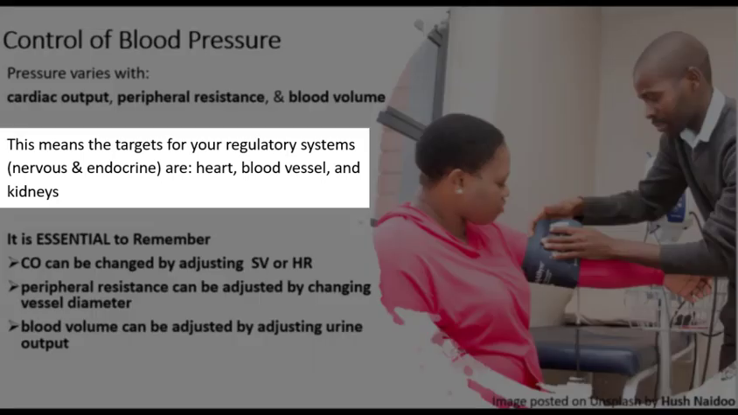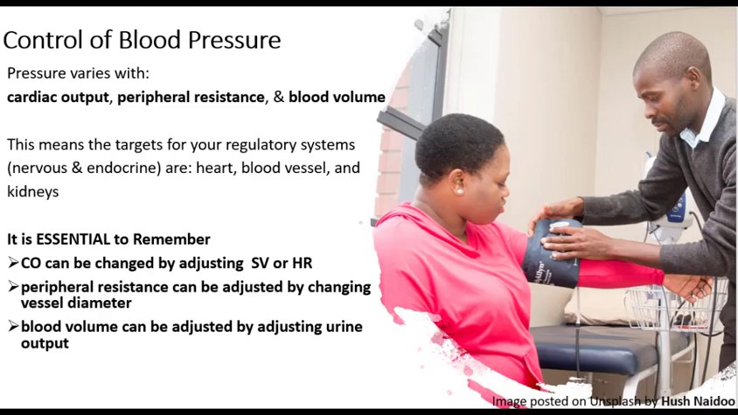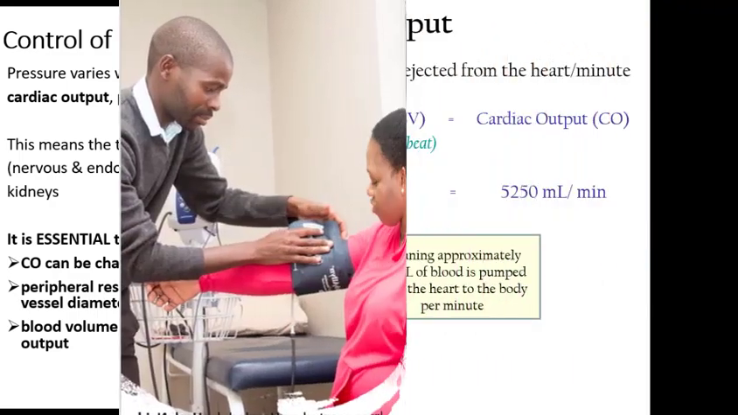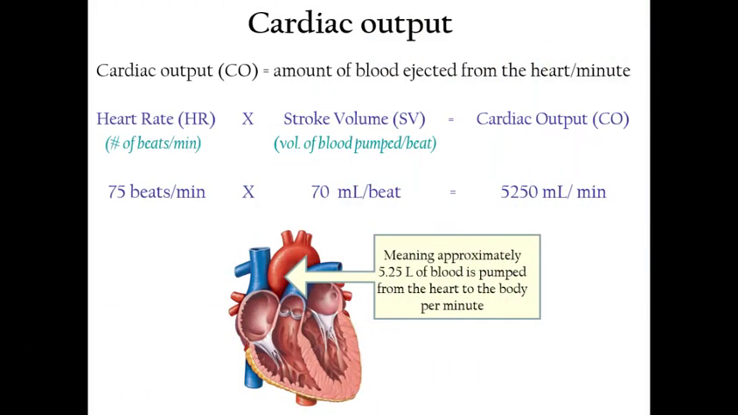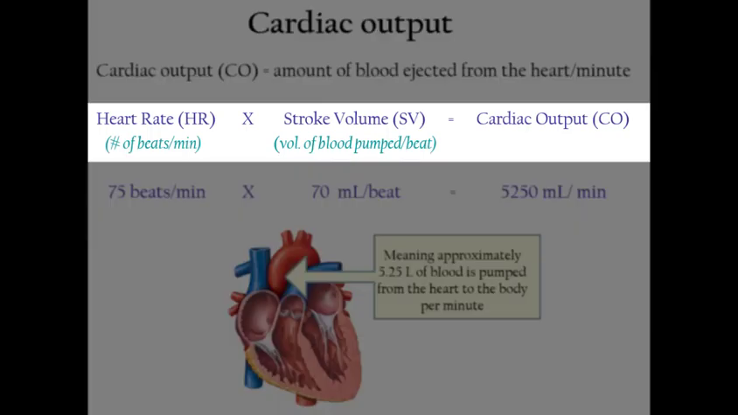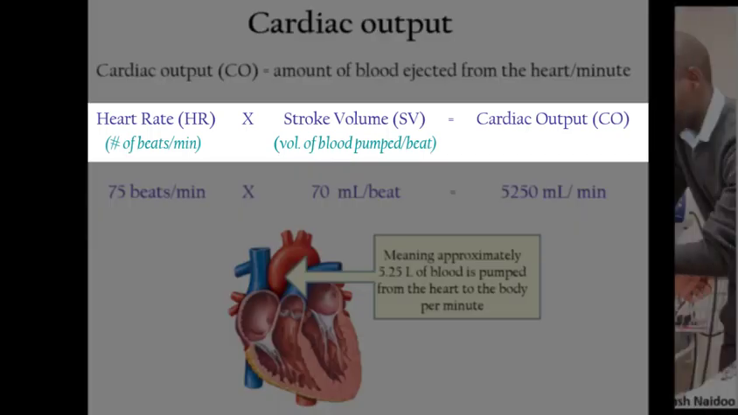This means that the targets for your regulatory system, the nervous system and endocrine system, are the heart, the blood vessels, and the kidneys. In another video, we will consider how blood volume can be adjusted by adjusting urine output. In a separate cardiovascular system video, we defined cardiac output as the amount of blood ejected from the heart per minute, and we mentioned that our regulatory systems can change cardiac output by changing stroke volume or heart rate.